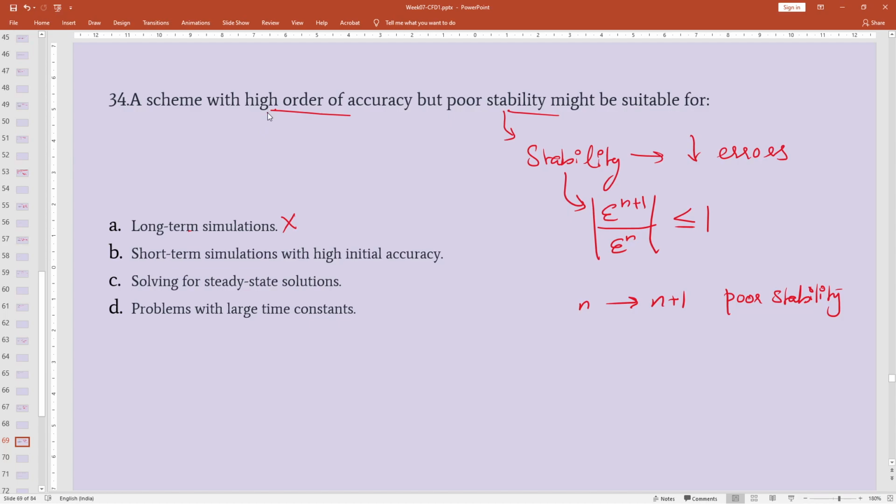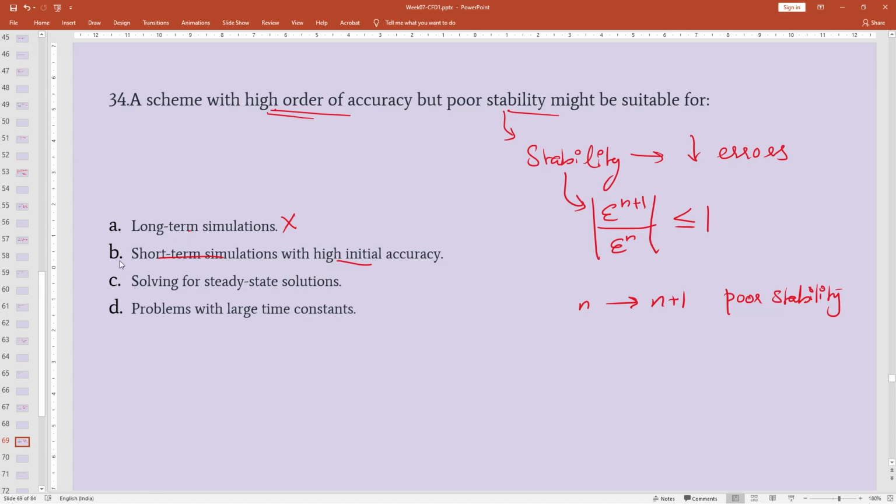But here it's given that it has higher order accuracy. So the scheme is having higher order accuracy, so that even in the first step itself, the calculated value, not the solution, I mean, I am not talking about the exactness of the solution, but the accuracy of the calculation that happens in the initial steps itself will be higher. So such a scheme can be used for short-term simulation with high initial accuracy. Here it is having poor stability, so the error will only increase if we are running for long. Even if you are running for a short time, there will be errors, but it won't be that much compared to the scenario when we are running for a long time.